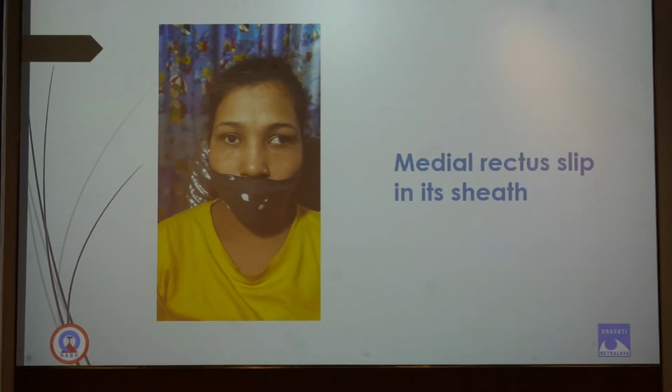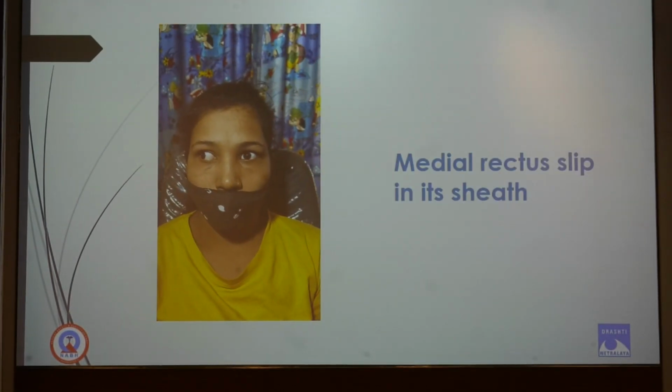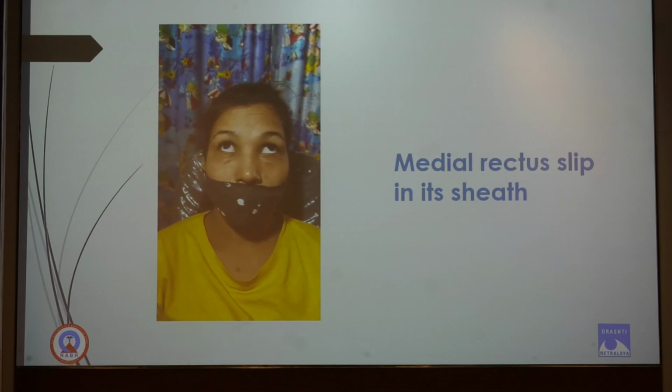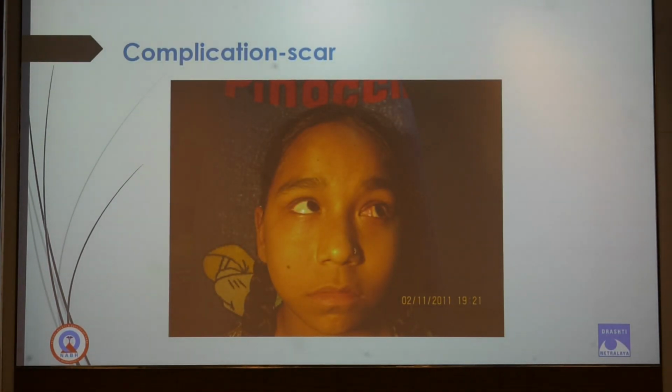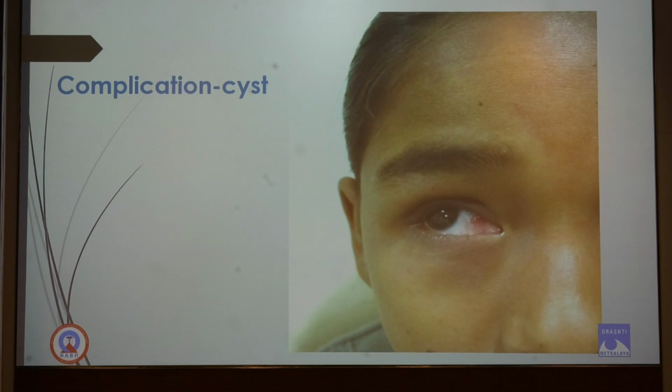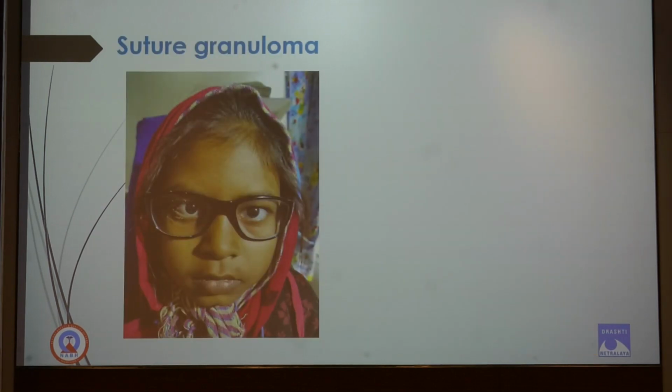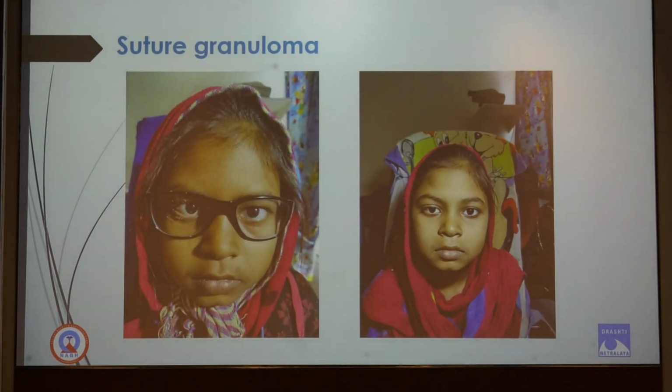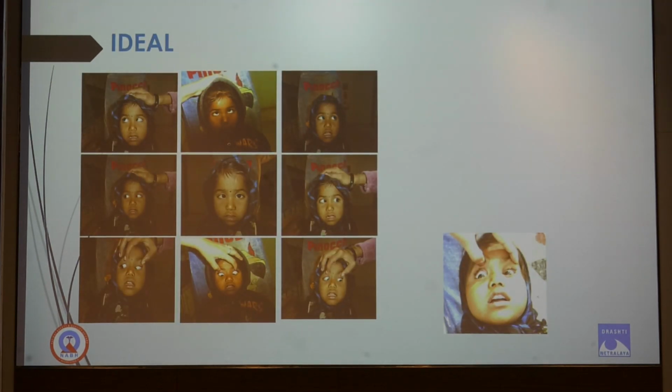Sometimes the patient presents with adduction defects, so this was a medial rectus slip in its sheath. That also you need to take care of. Scar at the site of surgery, epithelial inclusion cyst at the site of surgery, or suture granuloma can be a complication.